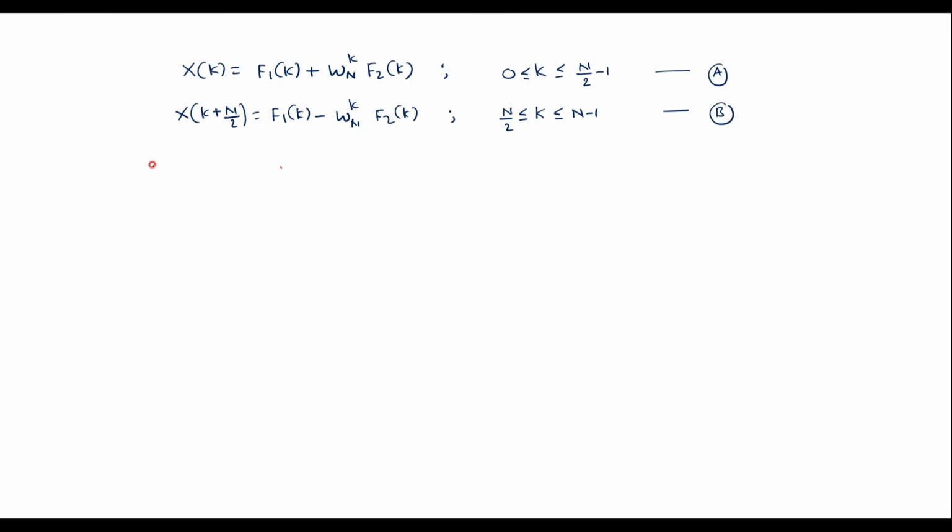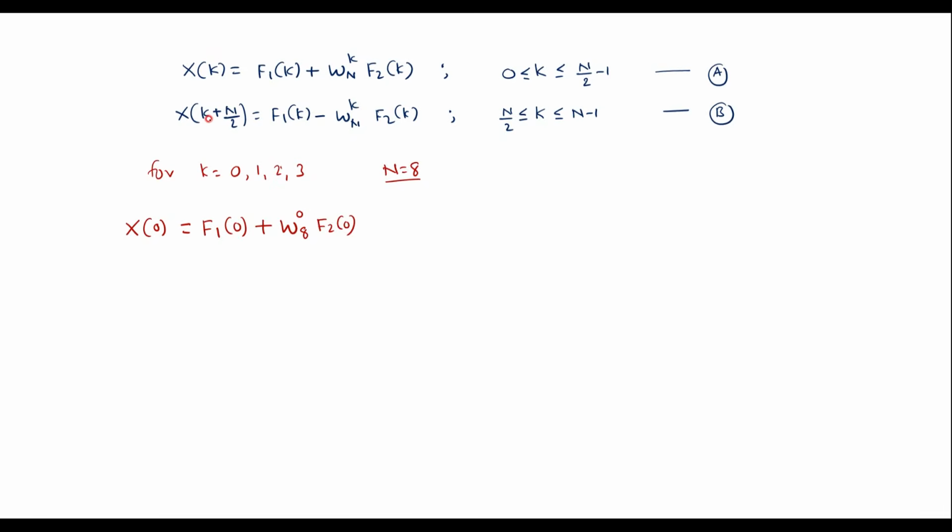Substituting different values of k, that is for k equal to 0, 1, 2 and 3, we can write equations A and B. Substitute k equal to 0 in equations A and B, I can write x of 0 is equal to f1 of 0 plus Wn power 0 f2 of 0. Here we'll assume N is equal to 8. So in place of N I will use 8 so that we can understand easily.